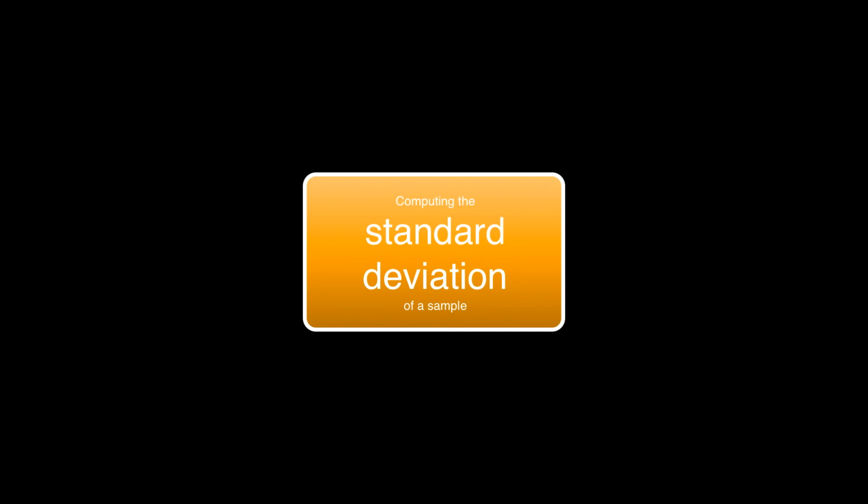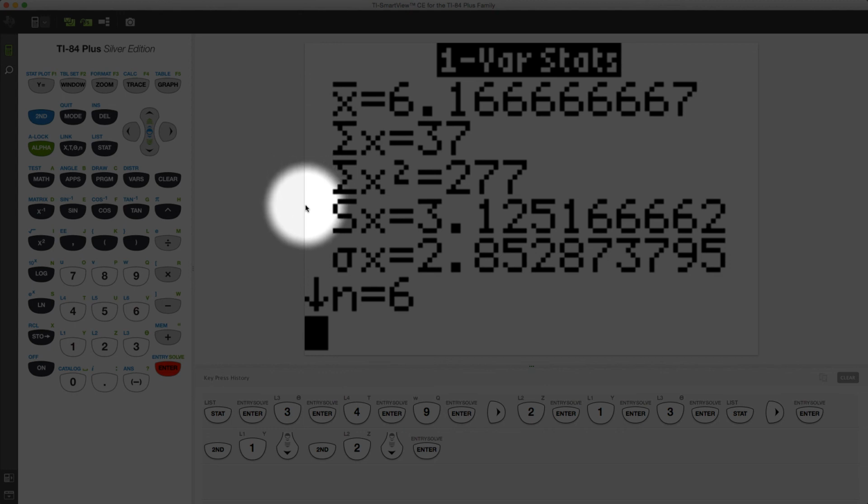Now, to compute the sample standard deviation, or the standard deviation of your sample, simply go back to the video for computing the mean of a sample, follow all the same steps, and then you come down and look at the line that says S with the X next to it. That is going to be your sample standard deviation. So it's the exact same steps as computing the mean of a sample, or the sample mean. You just look at a different line.